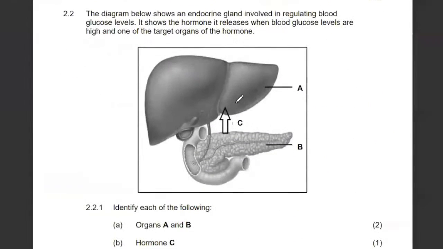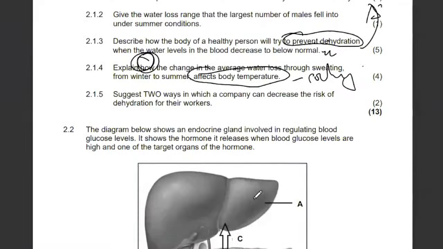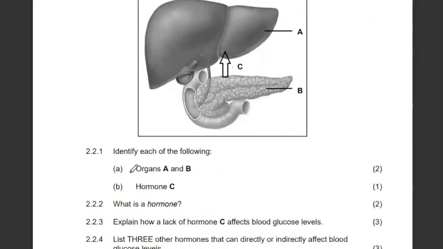So the next question is about this. The question is saying that the diagram below shows the endocrine gland involved in regulating the blood glucose. It shows the hormone it releases when the blood glucose level is high and one of the target organs of the hormone. All right, they're saying that.